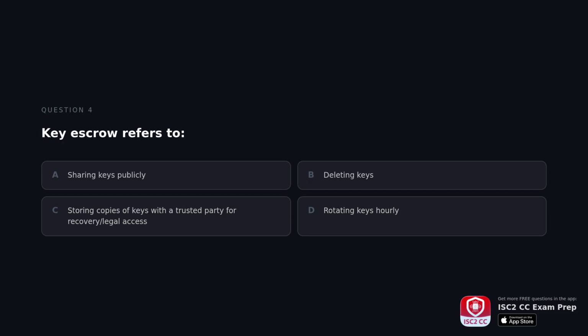Key escrow refers to: A. sharing keys publicly, B. deleting keys, C. storing copies of keys with a trusted party for recoverable access, D. rotating keys hourly.